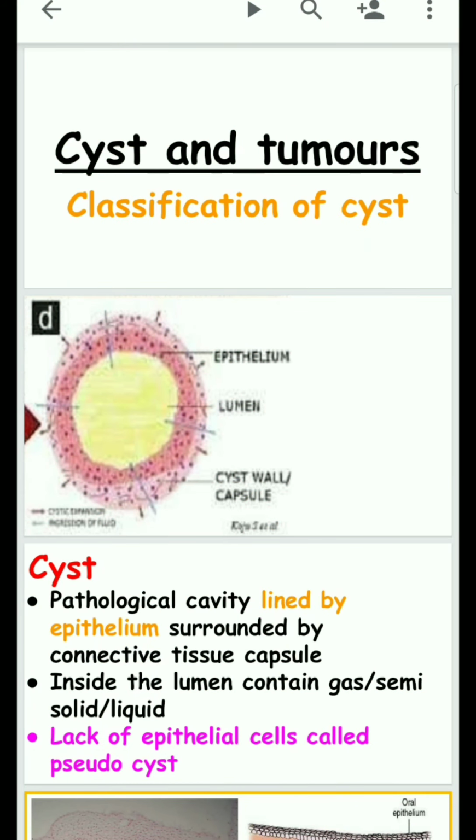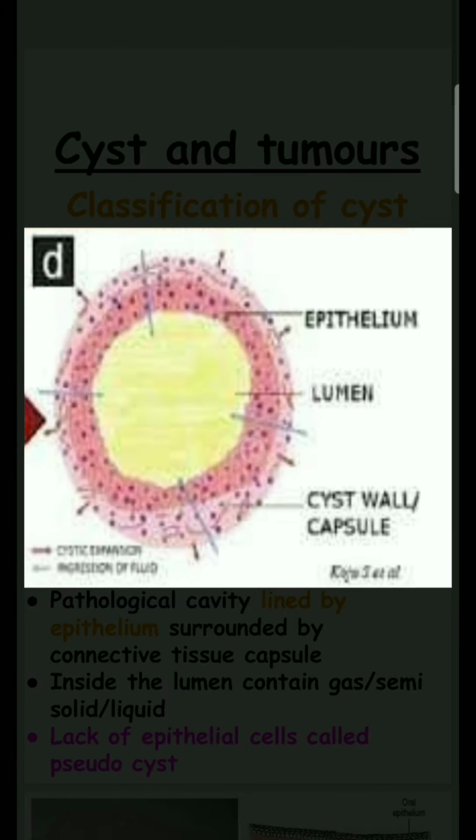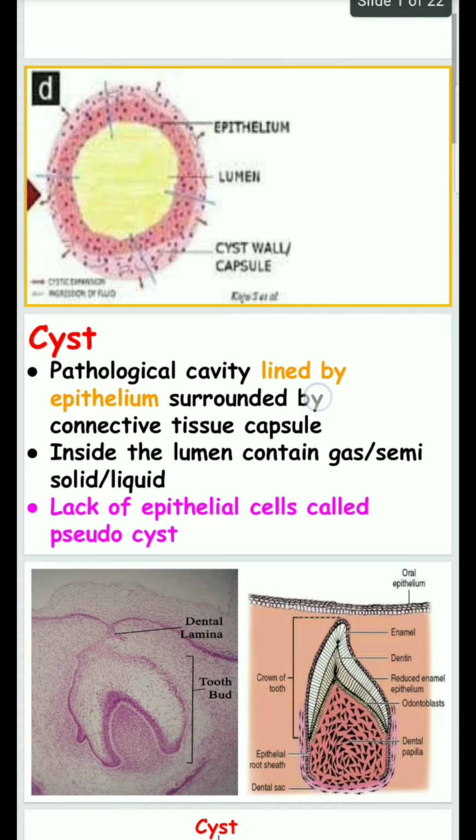Today we have to discuss the topic, classification of cysts, both cysts and tumors. Before going to the topic, we need some more basics. The cyst contains epithelium, is surrounded by a fibrous capsule, and contains a lumen.